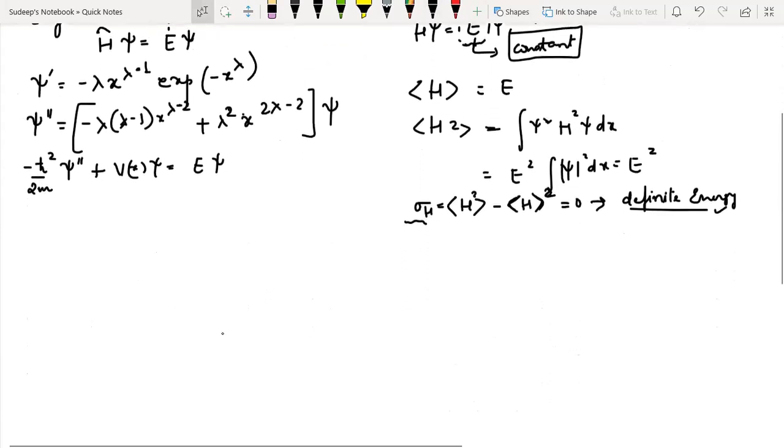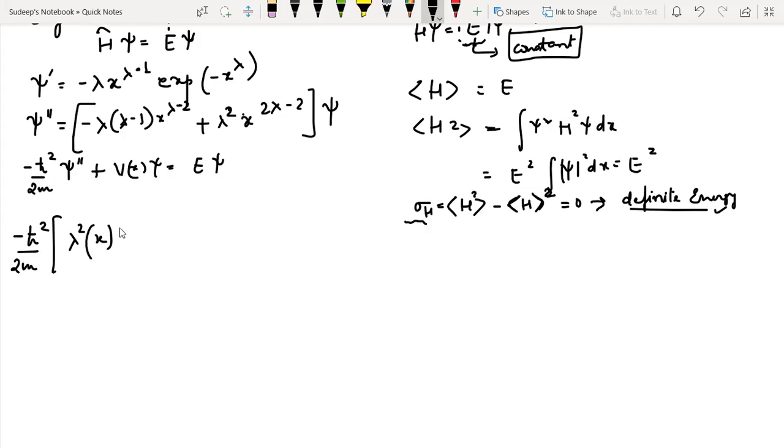And psi is a non-zero wave function, so I can remove it. So what I'll get after all is minus ħ² upon twice m, λ² x raised to power 2λ minus 2, minus λ into λ minus 1, x raised to power λ minus 2, plus k x^β is equal to E. And this is a constant, by the way.